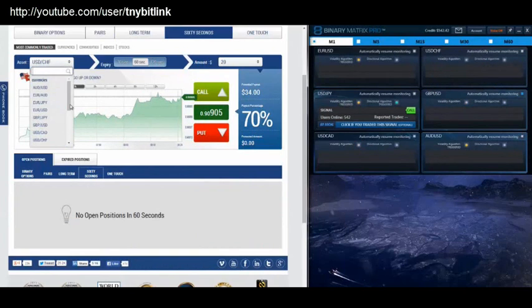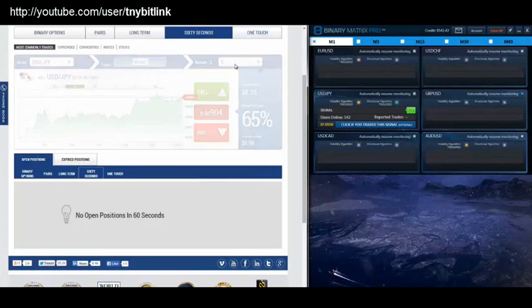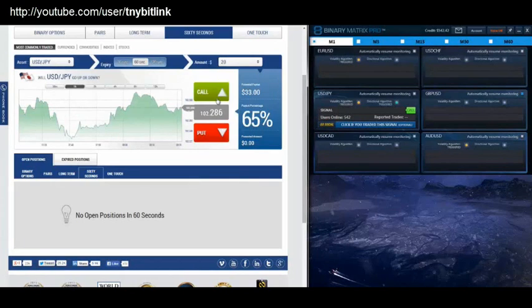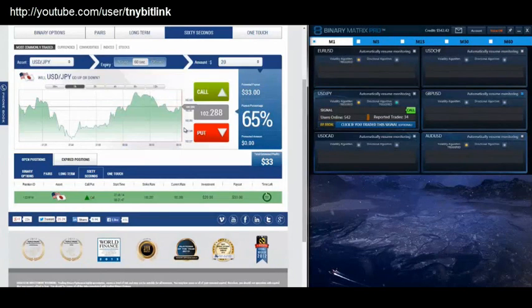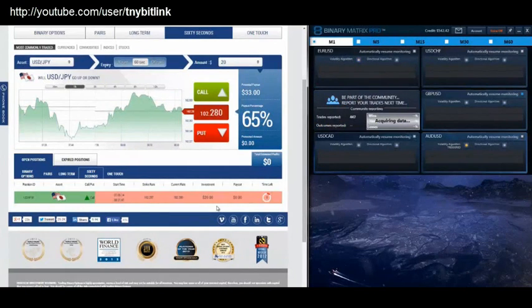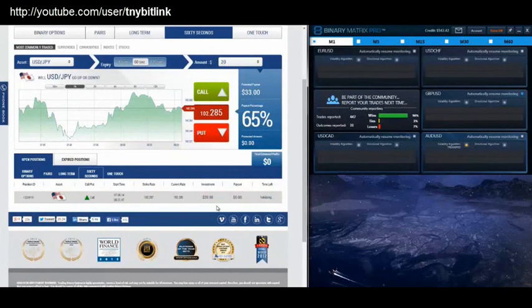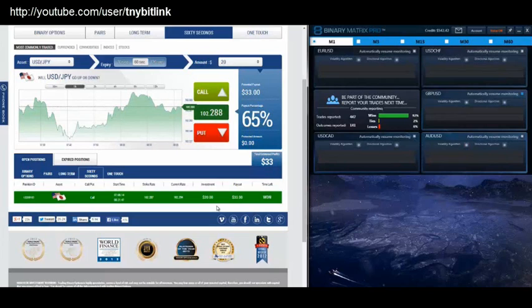All right, we've got a dollar-yen call signal. And we're in. All right, so we entered this trade, dollar-yen, as a call. And unfortunately, the price has dropped. It's below the strike rate, so whatever happens here. Oh, look at that. It turned around and we won.